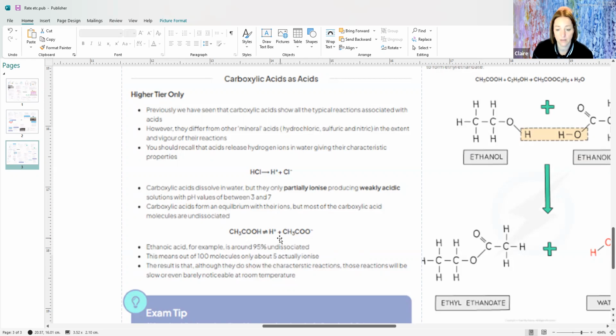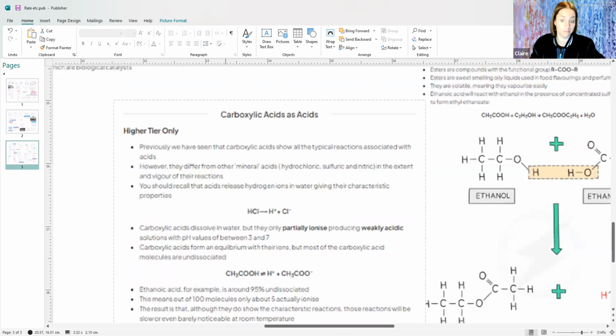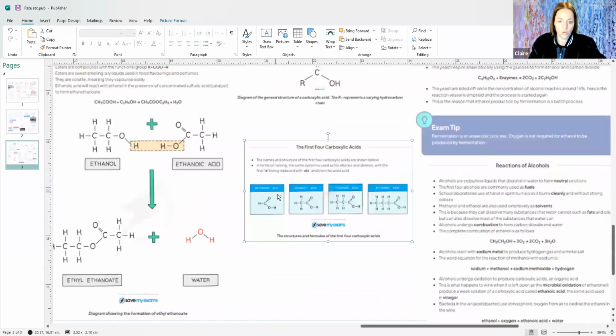Okay, and know that ethanoic acid or carboxylic acid is a weak acid and the reasons why. Okay, a bit of revision from the last modules as well, like from before, so it's all good.